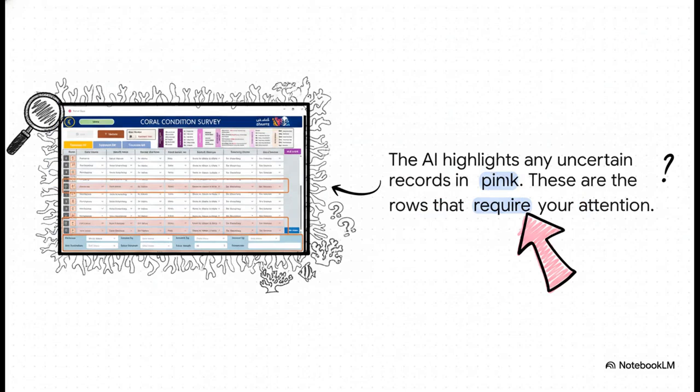And this is where the tool becomes your best friend. You'll notice some rows are highlighted in pink. What's that about? Well, the AI is smart enough to know when it's not 100% sure about what it read, so it flags those uncertain records for you in pink. This is amazing because it means you don't have to check every single line. You can just focus your attention right where it's needed most.